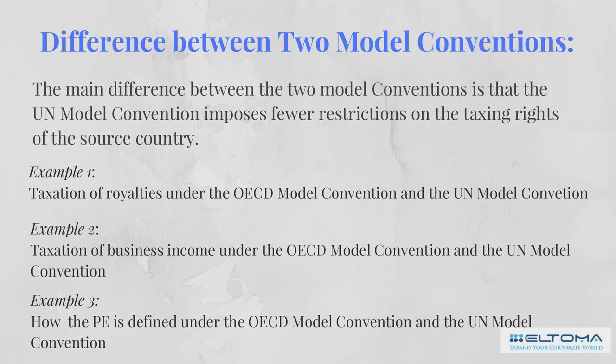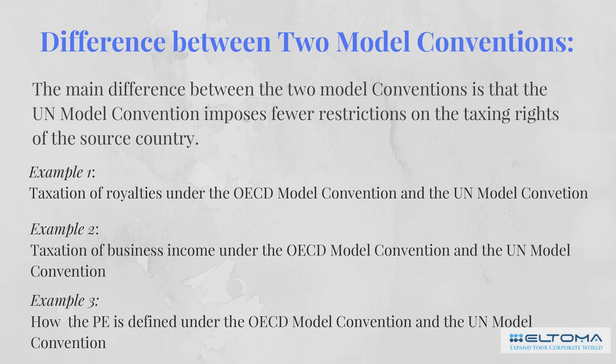Let's consider the second example. The United Nations Model Convention gives the source country increased taxing rights over business income of non-residents compared to the OECD Model Convention. And the third example, how the permanent establishment is defined under the OECD Model Convention and the United Nations Model Convention. So, for example, the time threshold for a construction site permanent establishment under the United Nations Model Convention constitutes only 6 months, and under the OECD Model Convention, it constitutes 12 months.